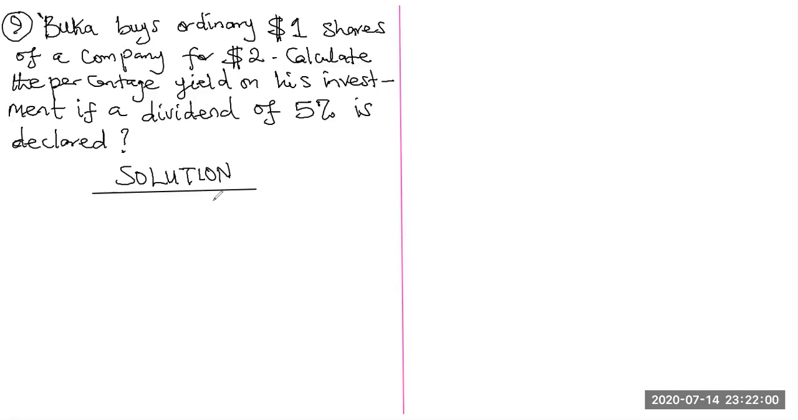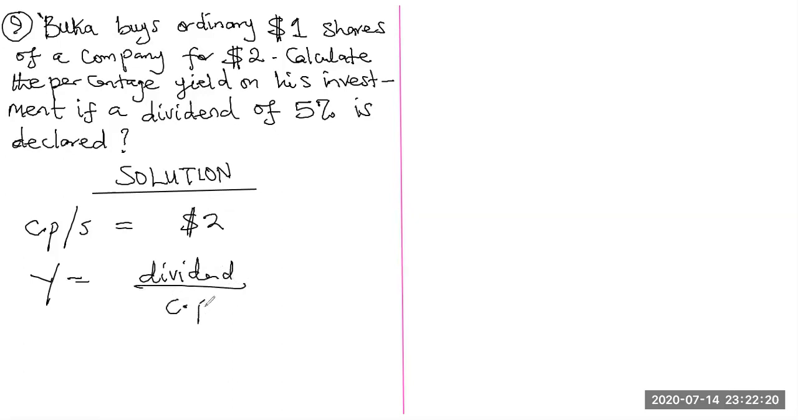Percentage yield is similar to the question we just finished solving. So the cost price per share is equal to $2. And what is yield? Our yield is defined as the dividend divided by the cost price multiplied by 100. Now, if they give you dividend per share, you have to use it with cost price per share. If they give total dividend, you have to use it with total cost price. So the dividend declared is 5%, and this 5% is the dividend per share. And of course our cost price per share is $2, because the $1 is the name of the share, which is the nominal value.